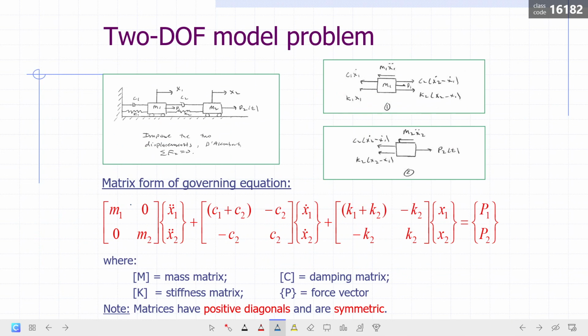And so from this equation, we denote the matrix M by capital M and this matrix by capital C and this matrix by capital K, and the force vector is denoted by capital P. So the compact form of the equation looks like this: H double dot plus C H dot plus K H equal to P, right?